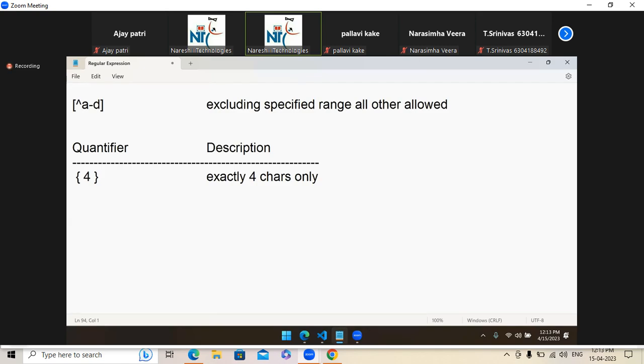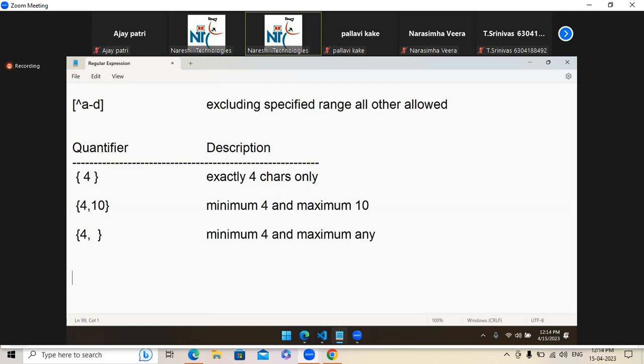You write 2, exactly 2. Not less than, not greater than. You can write any number. I just wrote 4 as a number. Suppose you write like this, 4 comma 10. This indicates minimum 4 and maximum 10. That is the min and max range you can define. You can also write like this, 4 comma. This indicates minimum 4 and maximum any. It starts with 4, it can be any. That's how we define the quantifier.